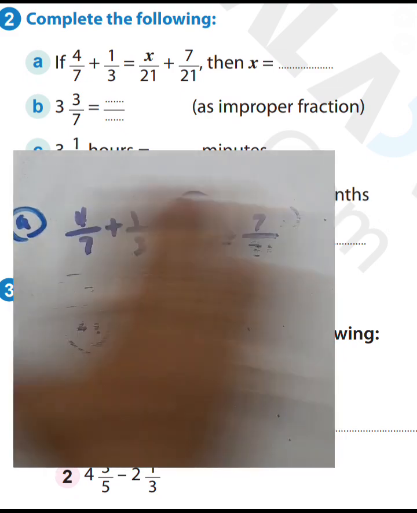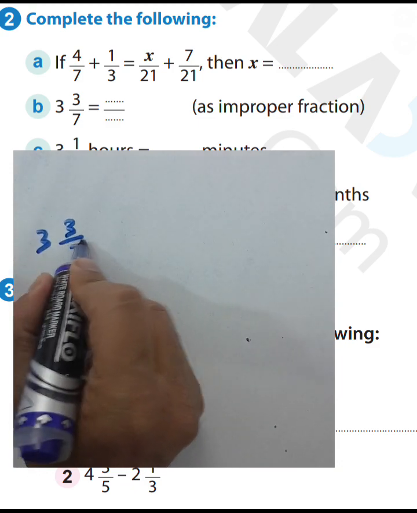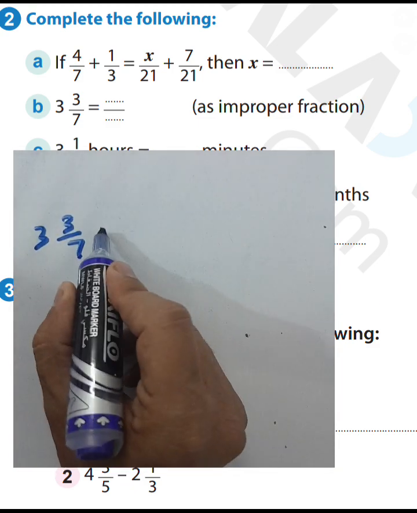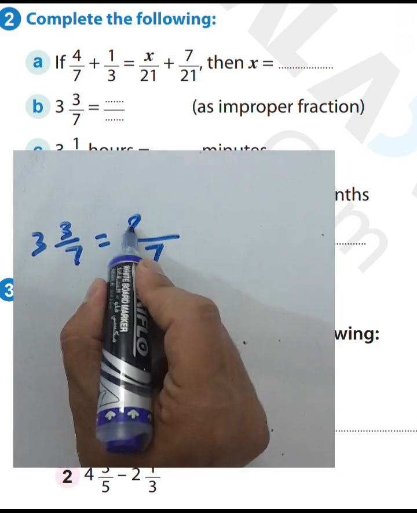Question letter B. 3 and 3 over 7, convert to improper. Right? 3 times 7 equals 21. 21 plus 3 equals 24.